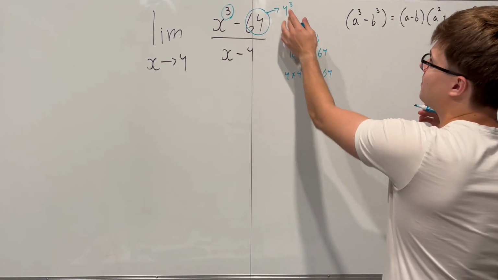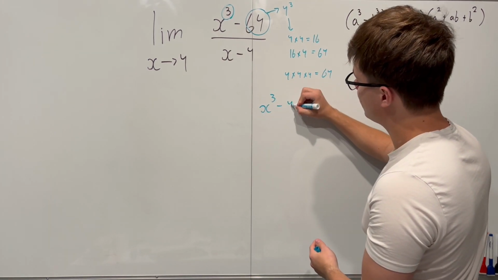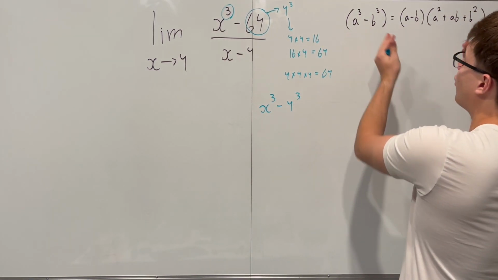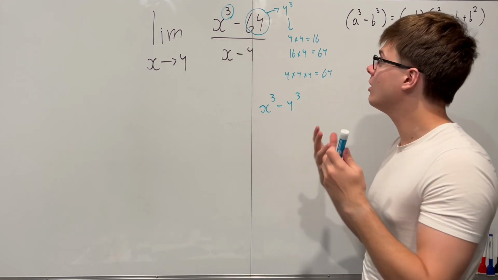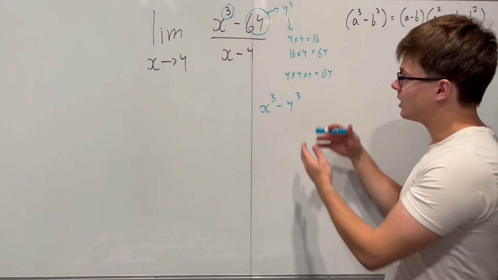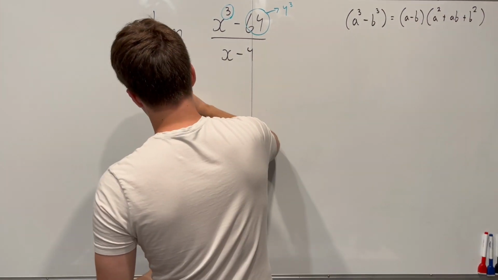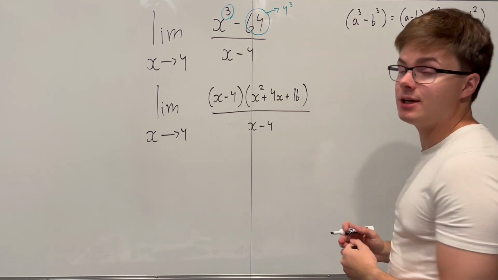So in this case, our b is going to be 4, and we're going to get something like x cubed minus 4 cubed. That's going to be the form that we want to use for this. So what do we want to do? Well, we can just rewrite this top expression in this format, knowing this conversion. So there we go, we've rewritten the numerator using this identity that we know.